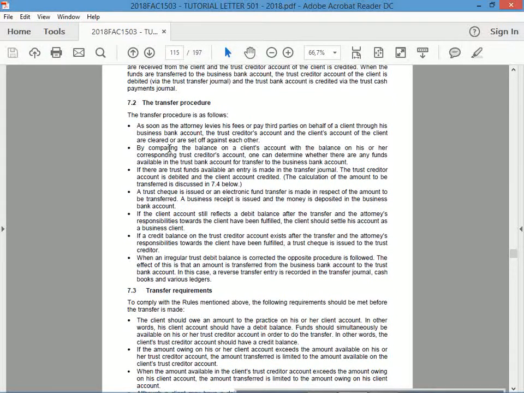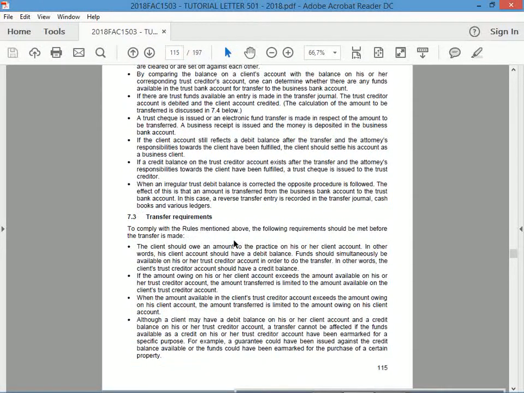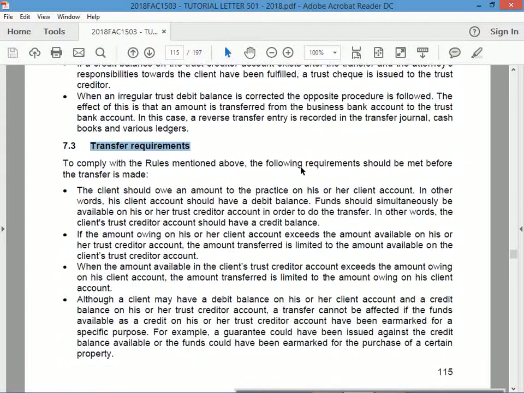You'll see obviously debits and credits apply. You'll have to increase the one account, decrease the other account, and you're obviously taking money from the client and putting it into the business bank account. Remember you have two separate tier accounts, one for the trust bank and one for the business's bank account. What's probably more important here would be the requirements. So when can we actually transfer?